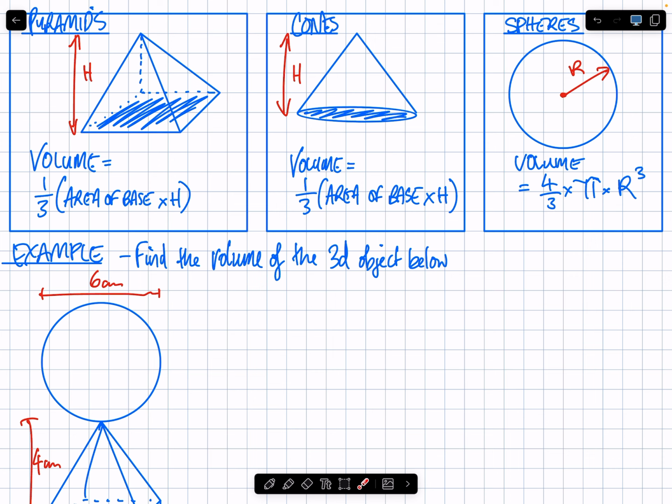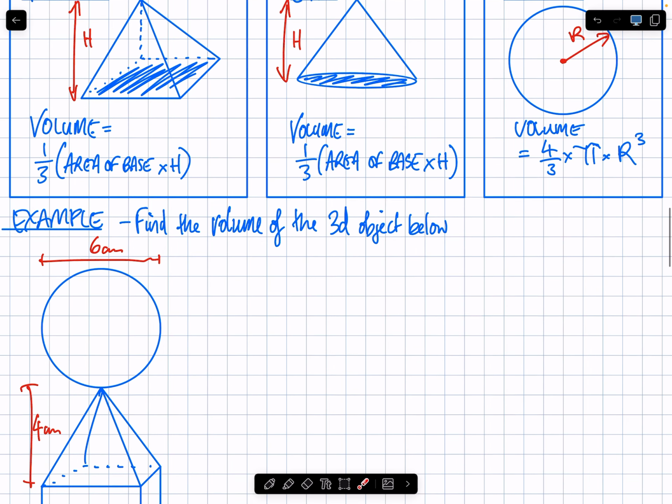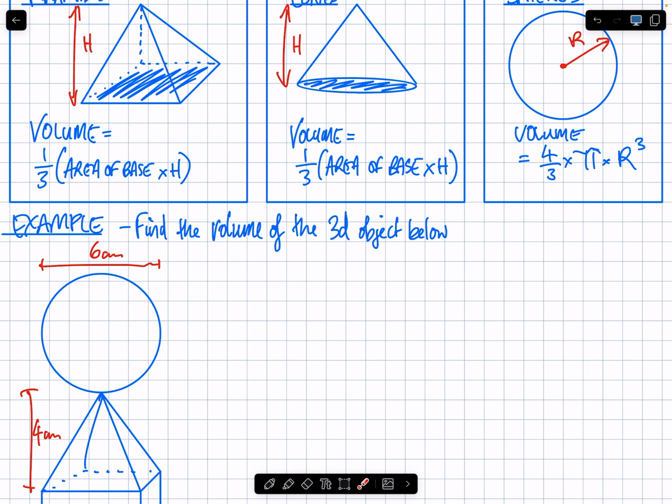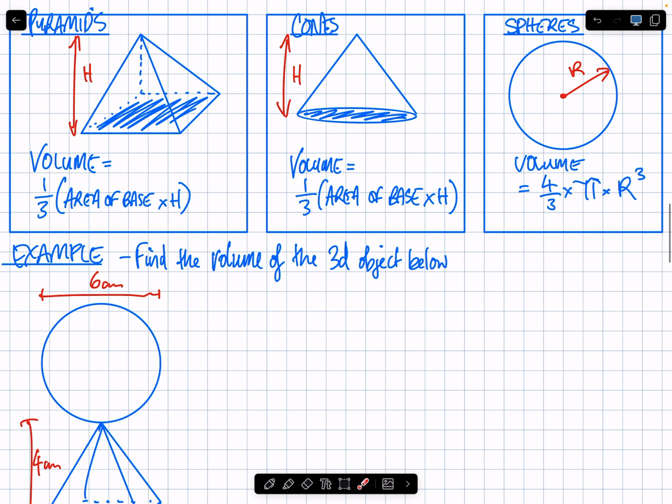Is that pyramid square base just on? Yes, it's going to be a square-based pyramid, and then you're going to have a rectangular prism underneath.